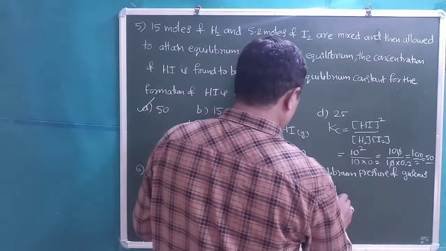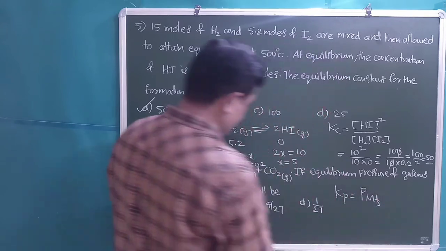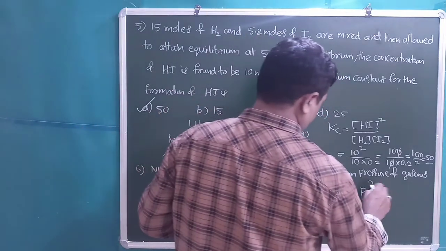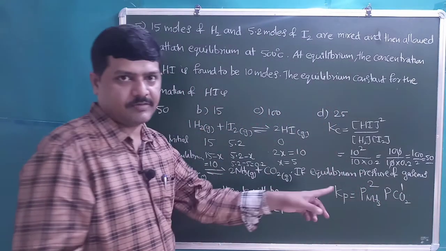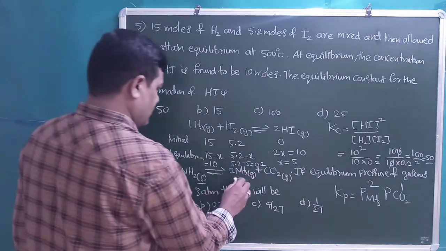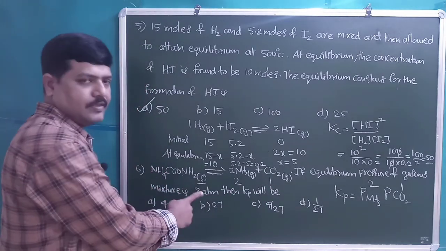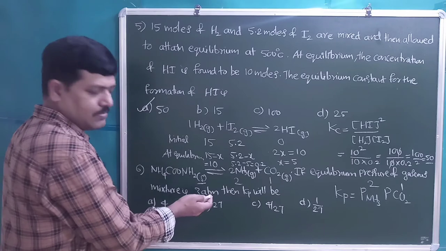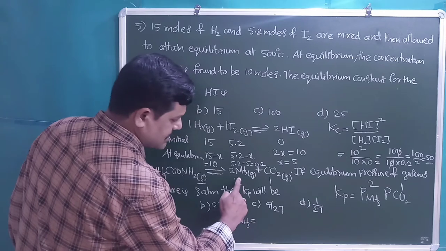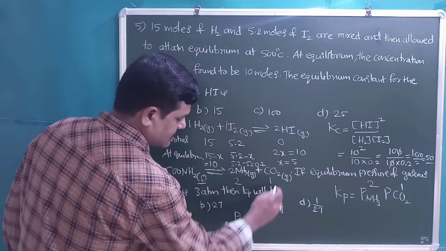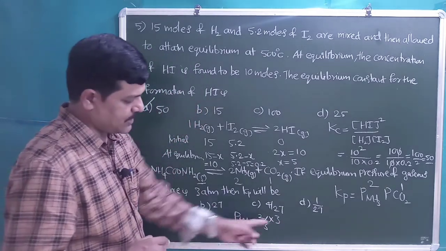So for this given reaction, we can write Kp equal to the partial pressure of ammonia raised to the power of its stoichiometric coefficient, that is 2, and the partial pressure of CO2 raised to the power of its stoichiometric coefficient, that is 1. Here the moles of ammonia is 2 and the moles of CO2 is 1. The total pressure of the mixture at equilibrium is given as 3 atmospheres. Then what is the partial pressure of ammonia? Mole fraction, number of moles divided by total moles, 2 plus 1 is 3, into total pressure. Mole fraction into total pressure is partial pressure.